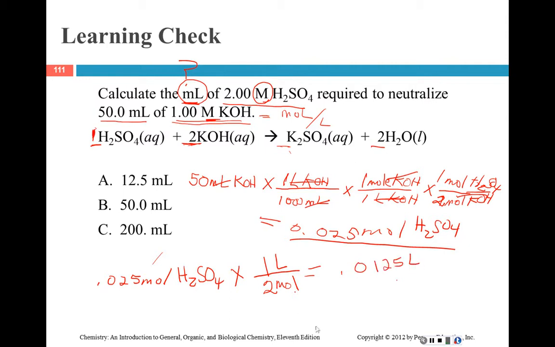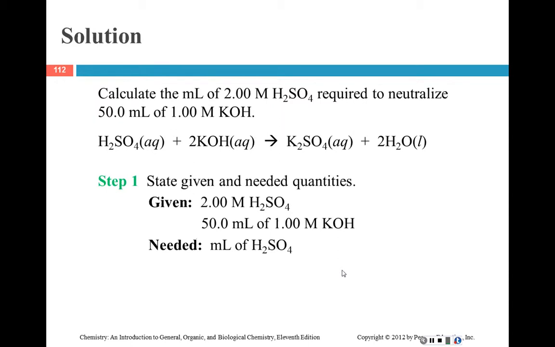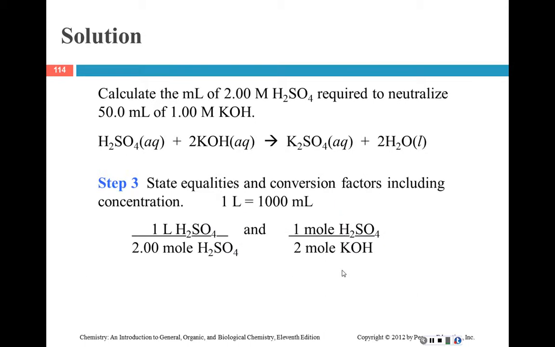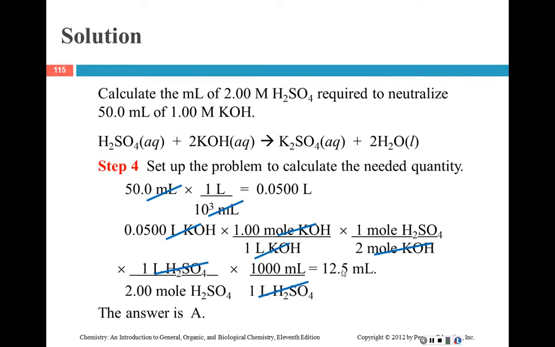If I want to know how many milliliters that is, I can multiply it by 1,000 milliliters per liter, or I can just move the decimal place 3 places. Either way, I'm going to get 12.5 milliliters, which should be A if we did it right. So let's see. We're going to watch them go through all their steps, and if this helps you, use this. Canceling out, and yes, they got 12.5 milliliters, which is what we got.